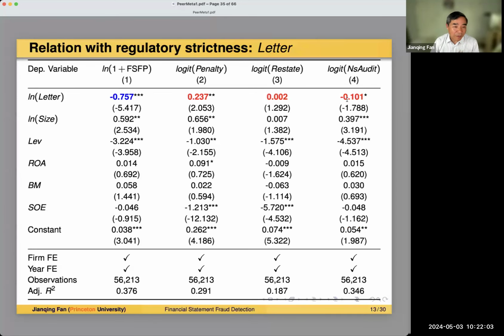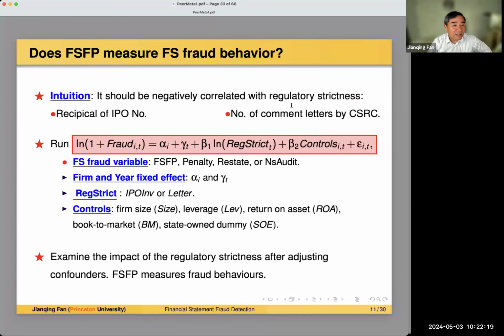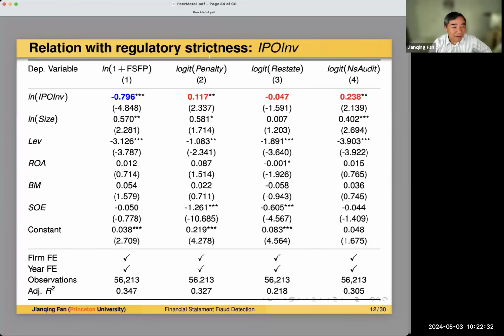And similarly, if I use the number of letters as a measure of regulatory strictness, again our coefficient here is negative, but if you use other measures, they have the wrong sign or are statistically insignificant. So these two really show the statement we want to make here: financial statement fraudulent propensity, financial statement fraud behavior.